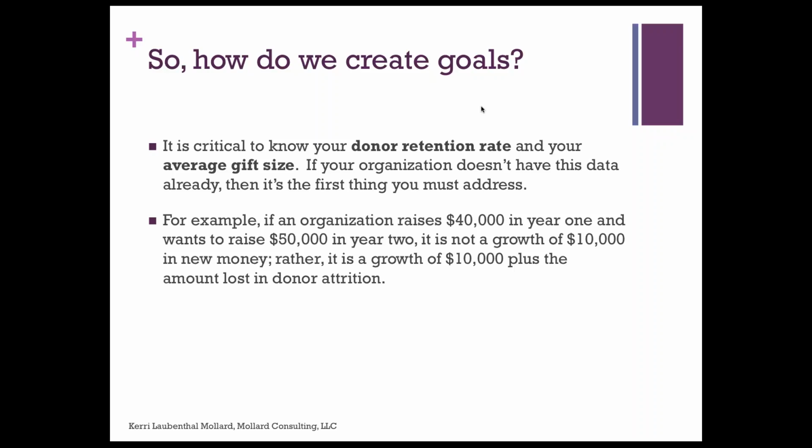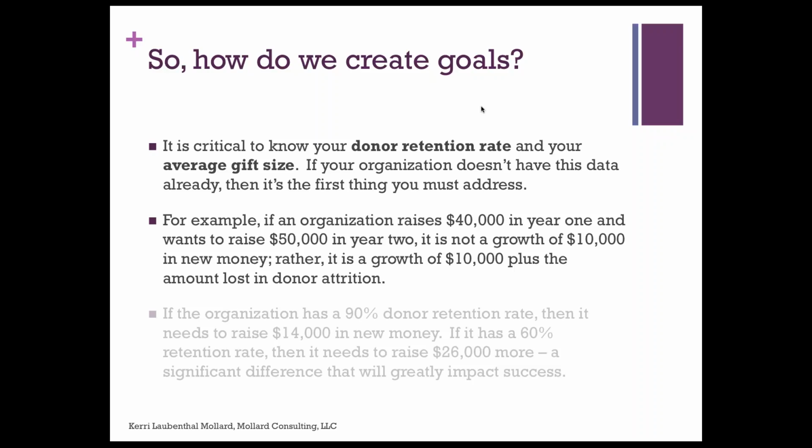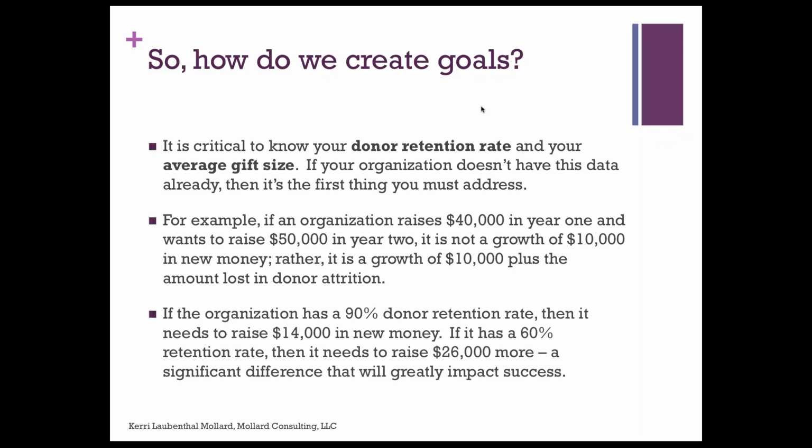Because if you raise $40,000 in year one and your CFO says, okay, next year you've got to raise $50,000, it is not a growth of $10,000 in new money. Rather, it's a growth of $10,000 plus the amount lost in donor attrition. So what does that mean? If you have a 90% donor retention rate, that means you need to raise $14,000. If you have a 60% donor retention rate, that means you need to raise $26,000, which is a dramatic difference and will greatly impact your success.